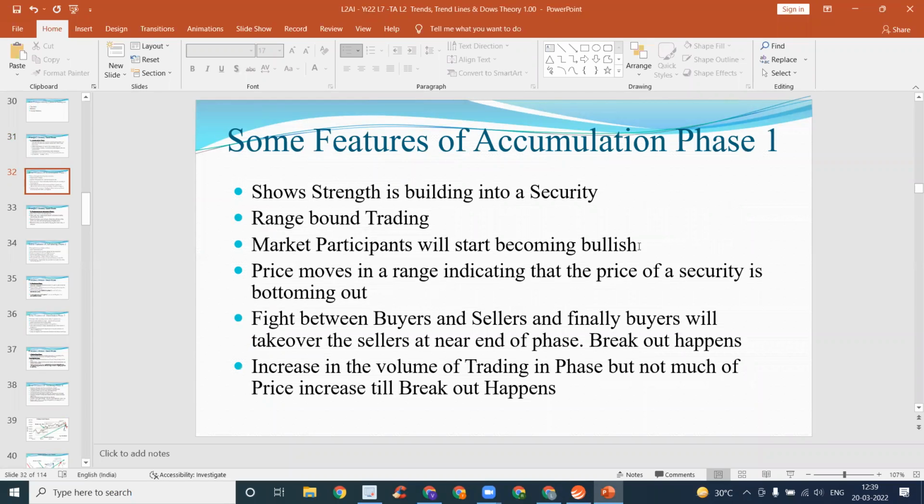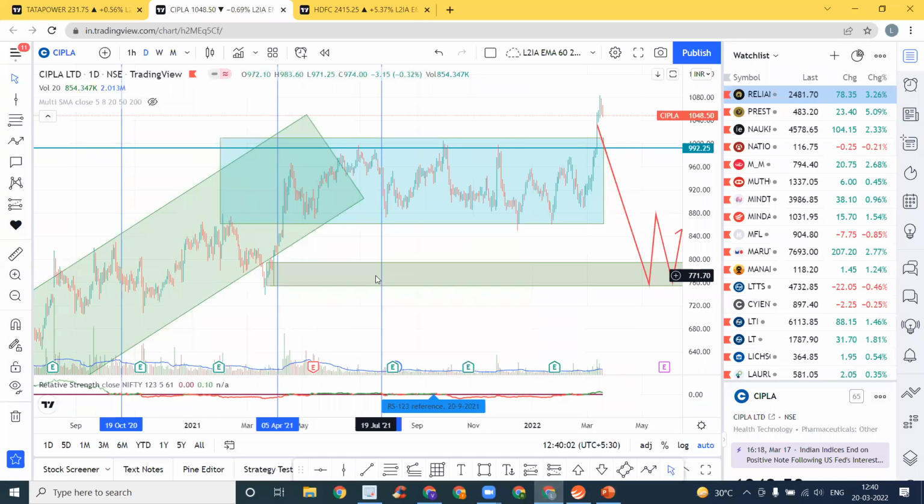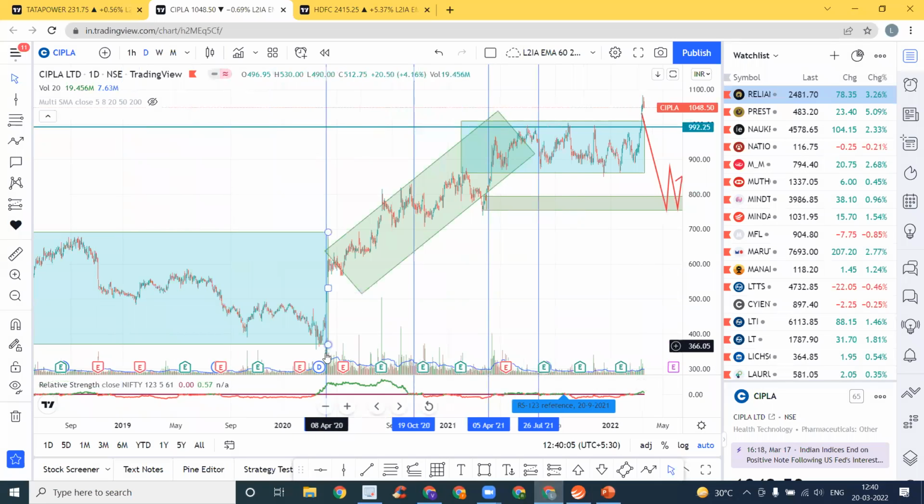Strength in the building, new security, range bound trading, market participants will start becoming bullish, price is moving in a range, buyers and sellers are finding, buyers ऊपर लेके जाता है, seller नीचे लाता है, buyers ऊपर लेके जाता है, sellers नीचे लाता है, and finally a breakout will happen. If the breakout happens in the positive direction, it means at that point of time there are people who started buying the stock. See here, breakout हुआ और यहाँ से immediately I am seeing big green candles, एक यहाँ, एक यहाँ, एक यहाँ. तो ये लेवल पे ग्रीन कैंडल्स एवरेज लेवल से ज्यादा है.